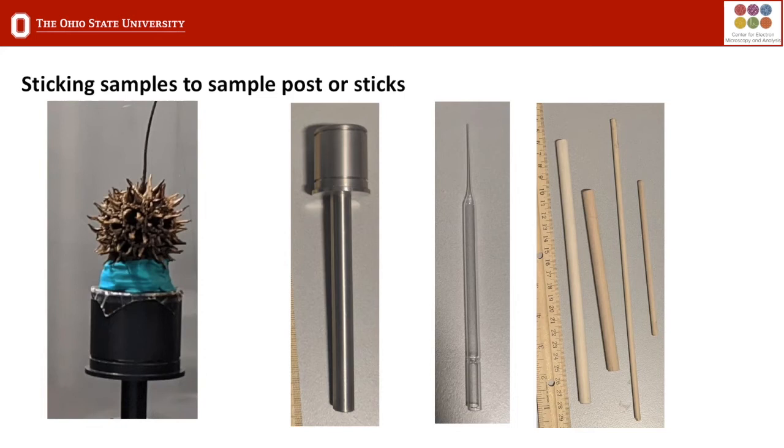And finally, I just want to mention that when you're picking your post, ideally you'll have one that's at least 12 millimeters in length. This will just give you enough clearance to make sure when you're moving your sample up and down, you don't hit the source.